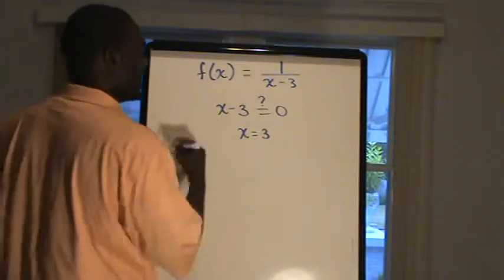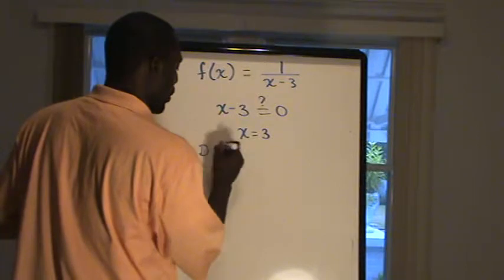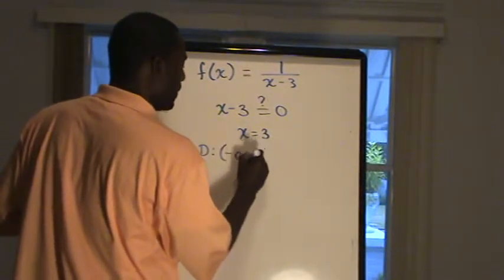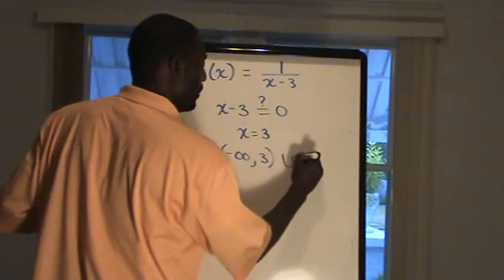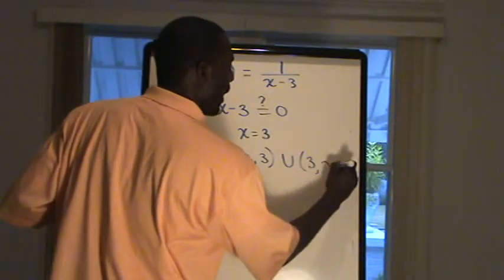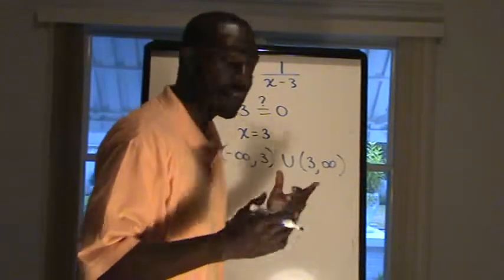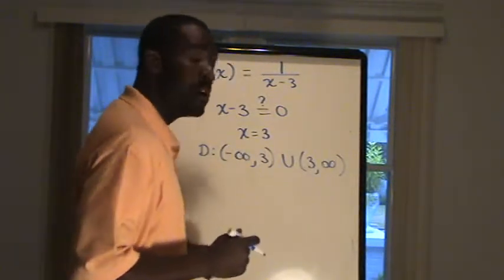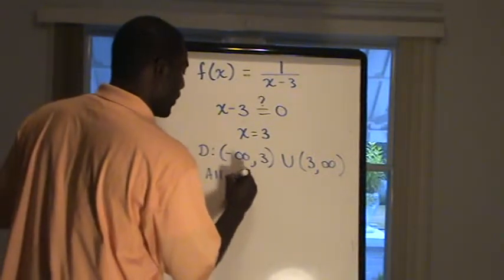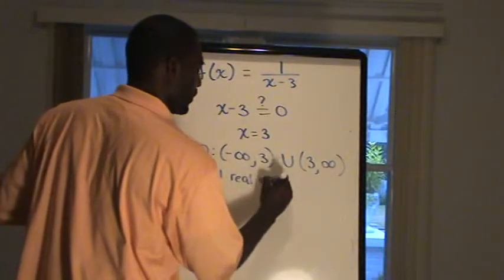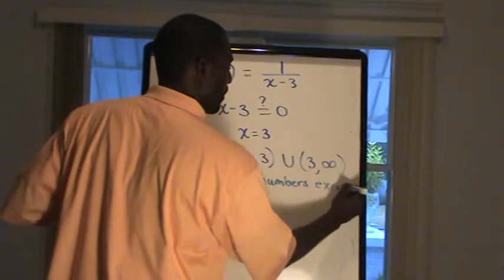If you want to write this in interval notation, you can say the domain is from negative infinity all the way up to 3, union, picking back up with 3 to positive infinity. And notice how we're not including 3 in our solution set for our domain. You can also write it out in words. You can say all real numbers except 3.